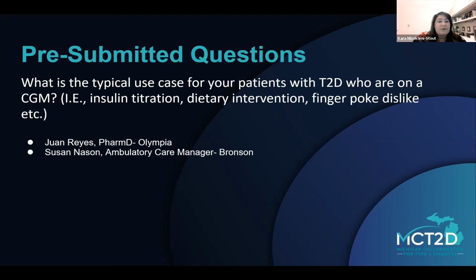On the follow-up, Susan, with the pre-diabetes patients, do you have a set program for patients who have pre-diabetes who are going on CGM for a follow-up visit?